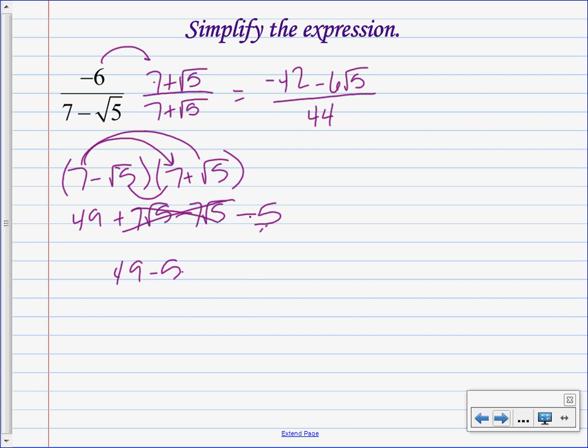Can I simplify it any further? How? I can simplify it further. Why? Because all of my 42, 6, and 44 are all what numbers? Even numbers, and what goes into every even number? 2, so I can simplify it by half. So what's half of 42? And what's half of 6? And what's half of 44? There you go. Now we're done.